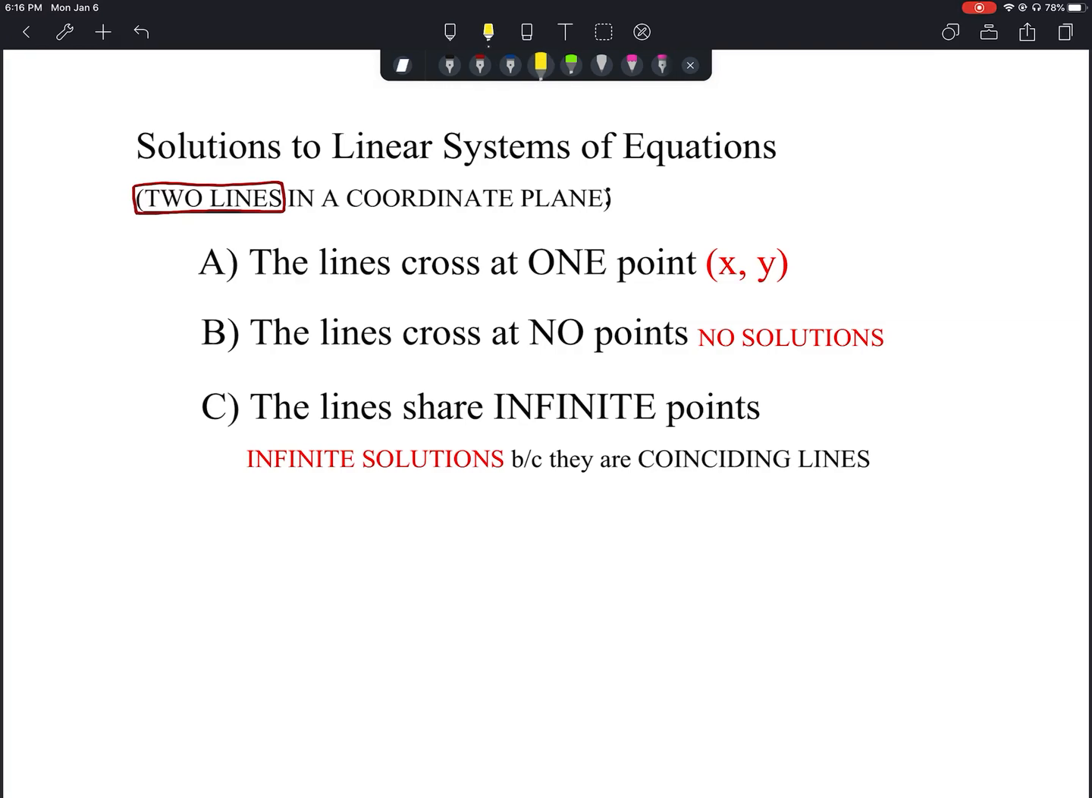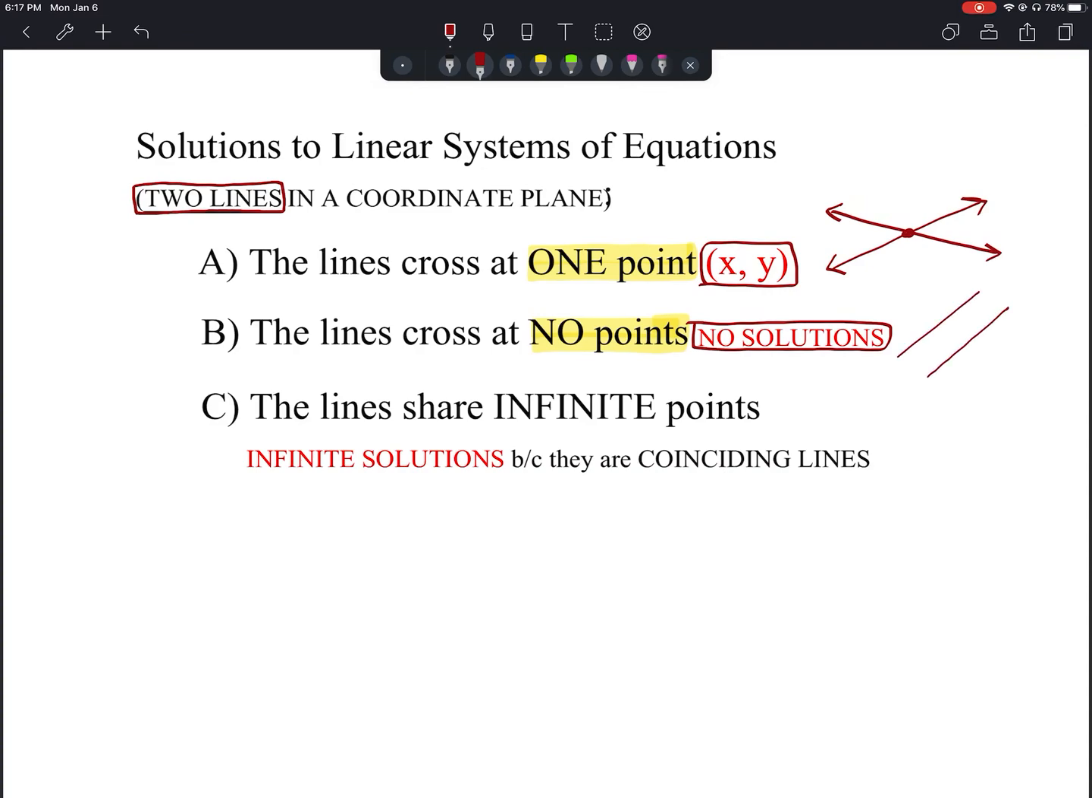One of those ways is that they can intersect at one point, and that's kind of like the situation we just did in the warm-up. We get that ordered pair as our answer. That's because when you have two lines, they can intersect in only one point like that. Now the two lines can also not cross at all. So they can have 0 intersection points, which would give us a solution of no solutions. And if you think about that scenario, that's going to be when we have parallel lines: two lines with the same slope but different y-intercepts.